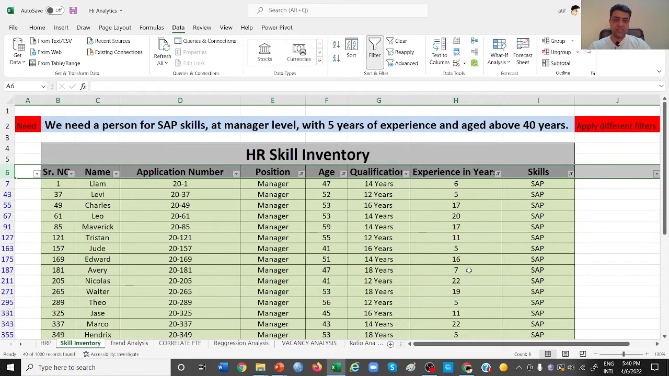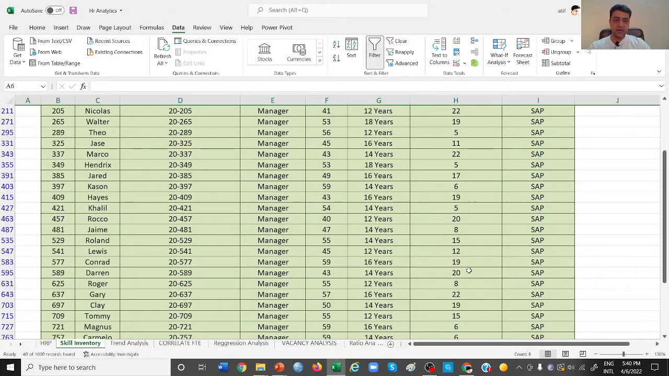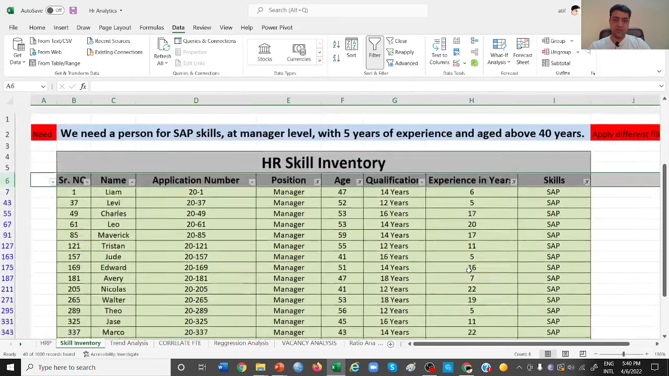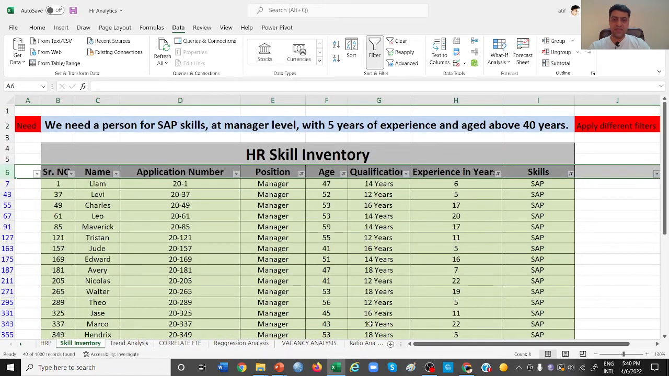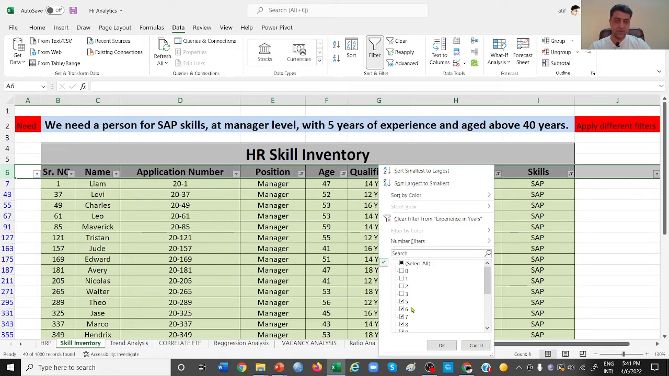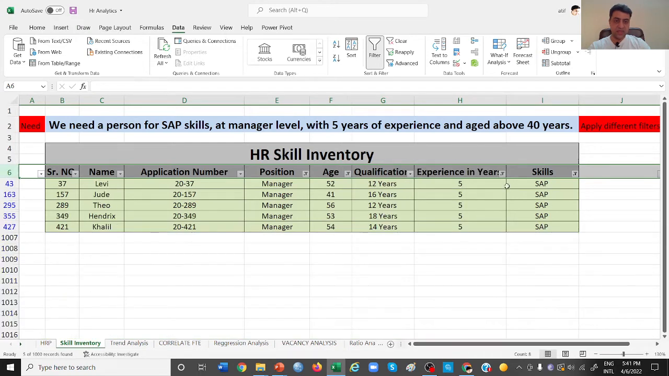If you apply these filters, you can easily get to know the people who are having this kind of skill, and this is the experience. And then if you want to further analyze, let's say you want people with only 5 years of experience, we can only go with the experience of 5 years only. It will shortlist for us these candidates.